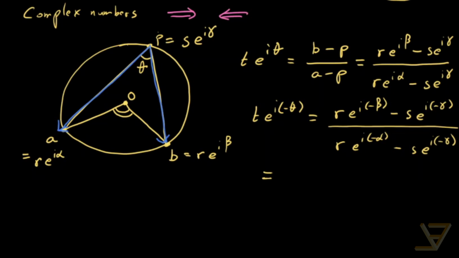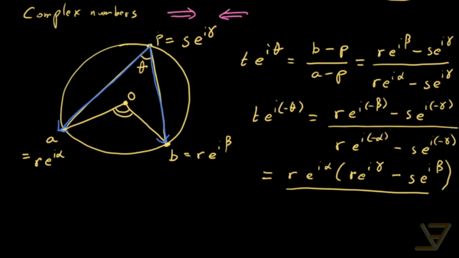And what that gives us is r e to the i alpha times r e to the i gamma minus s e to the i beta divided by r e to the i beta times r e to the i gamma minus s e to the i alpha.